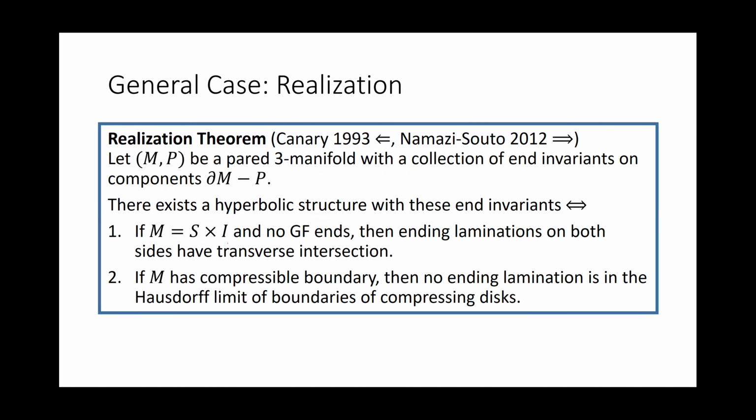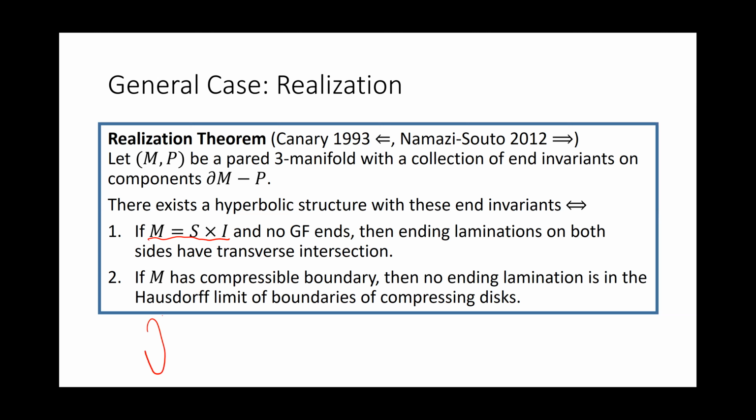And then even beyond that, what happens on the boundary of these spaces of structures? This is a realization theorem. It was proved by Canary in one direction in '93. He showed that it's necessary, and Namazi and Souto in 2012 showed that it's sufficient. But if you give me a paired three manifold and a collection of end invariants, then you can turn this into a hyperbolic structure, except in two very special cases. So you have to be careful.